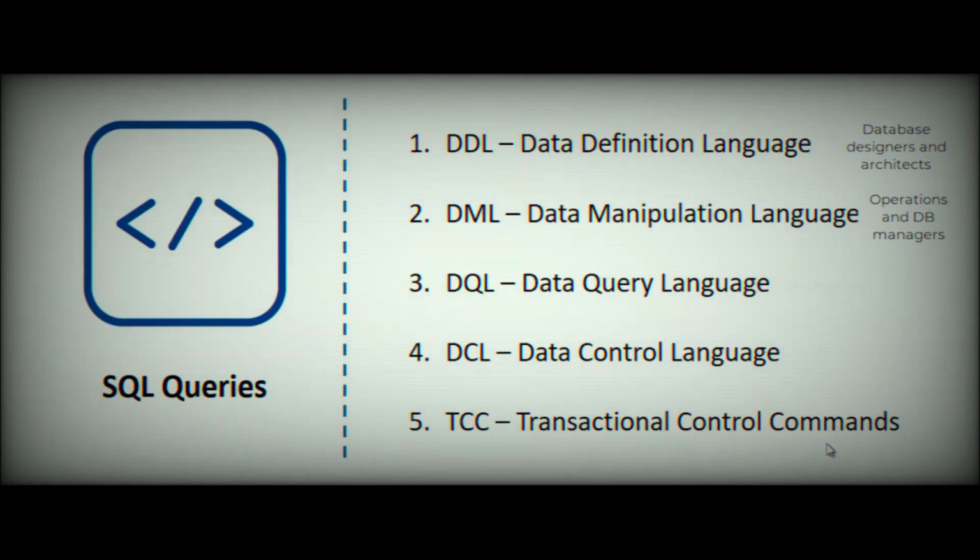DQL is the language used by the business users or the analysts so that they can fetch the data which is required and they can work on it. Data control language is used by admins or owners of the particular database to grant access to different types of users. Transaction control commands are used again by the operations people to maintain the integrity of that database.